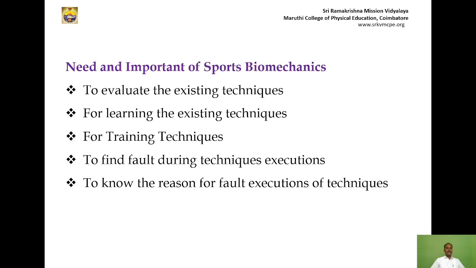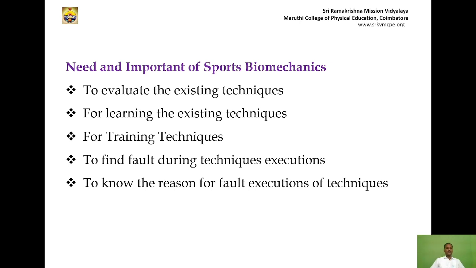And what are the need and importance of sports biomechanics? Here we have a list. I will read it one by one. First, to evaluate the existing technique. We already have some existing techniques, so we must evaluate whether they are right or wrong.